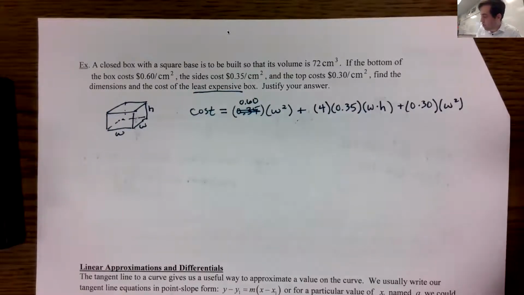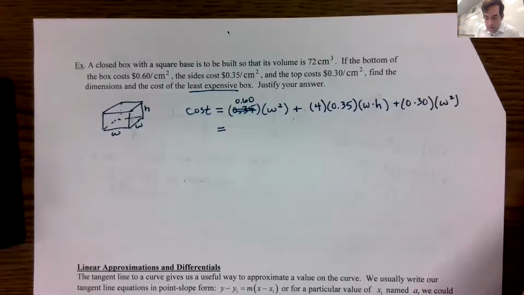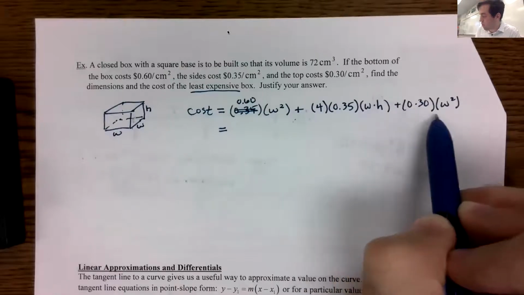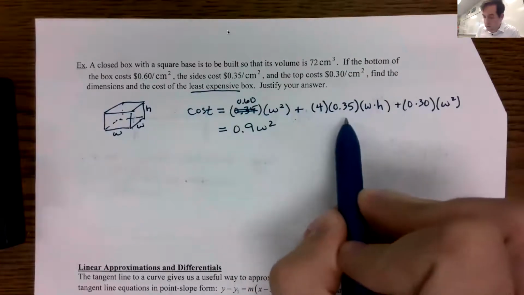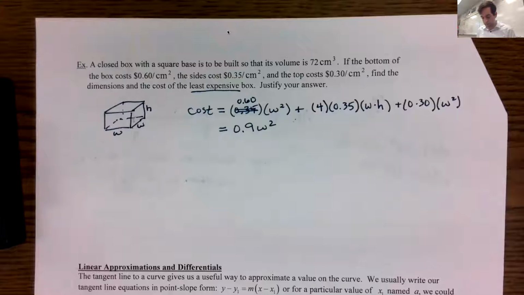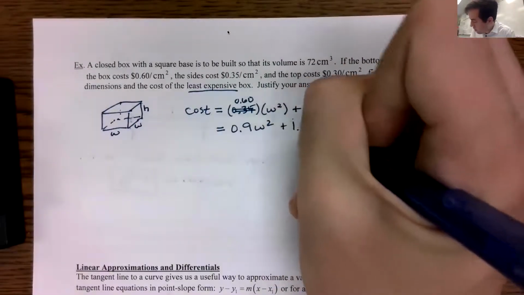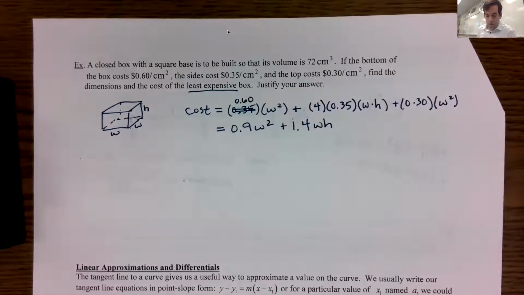Okay, so before I go any further, I just want to make this a little bit prettier. And we have 0.6 W squared plus 0.3 W squared. So we're going to end up with 0.9 W squared. Then 4 times 0.35, let me multiply that out real quick. 4 times 0.35 is going to be 1.4 WH.